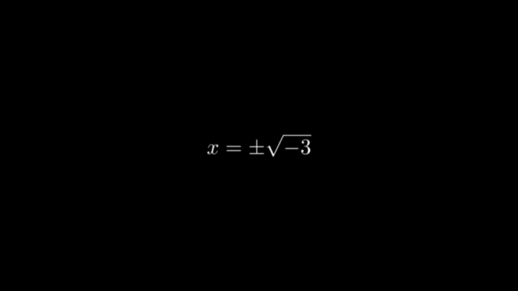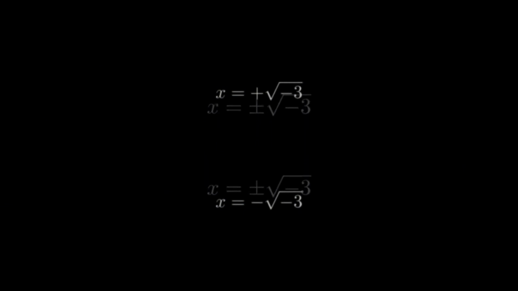However, since we're working with a quadratic equation that can have two solutions, one positive and one negative, we need to account for both possibilities using the plus or minus symbol. This gives us two distinct solutions: x equals the positive square root of negative 3 and x equals the negative square root of negative 3.